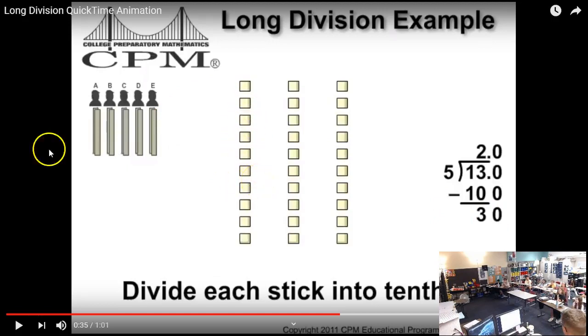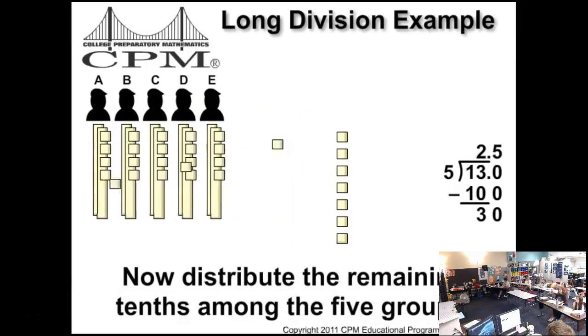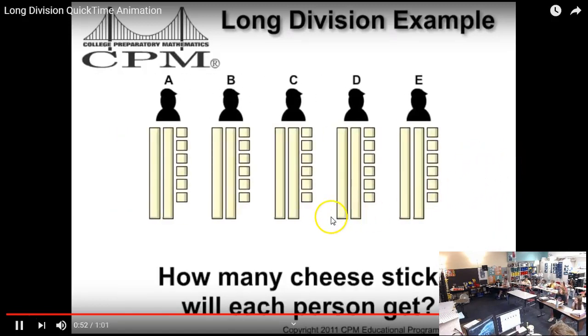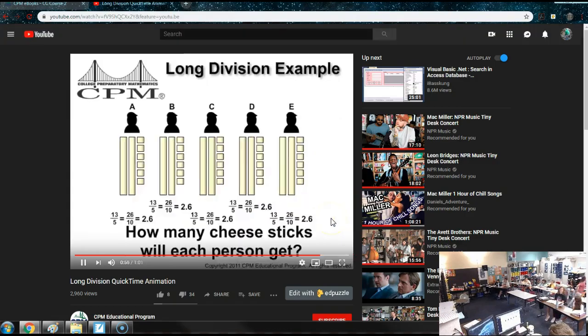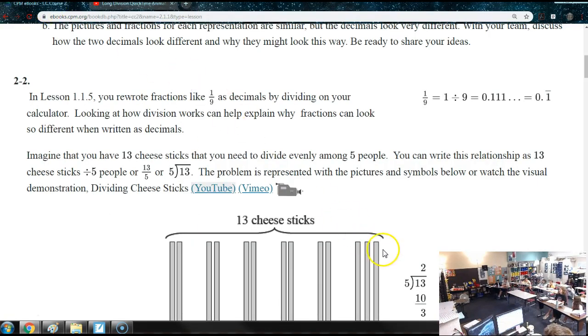A tenth, right? So instead of cutting them in half, because we're working with decimals now, we want to cut them into tenths because we can talk in tenths. So what long division is actually doing, guys, is splitting up your pieces into more pieces so we can work more easily with them. So each person then ends up with 6 tenths on top of their 2 cheese sticks they started with. And we get 2.6. So is that repeating or terminating? Terminating. It stops, right? If it stops, it is terminating.